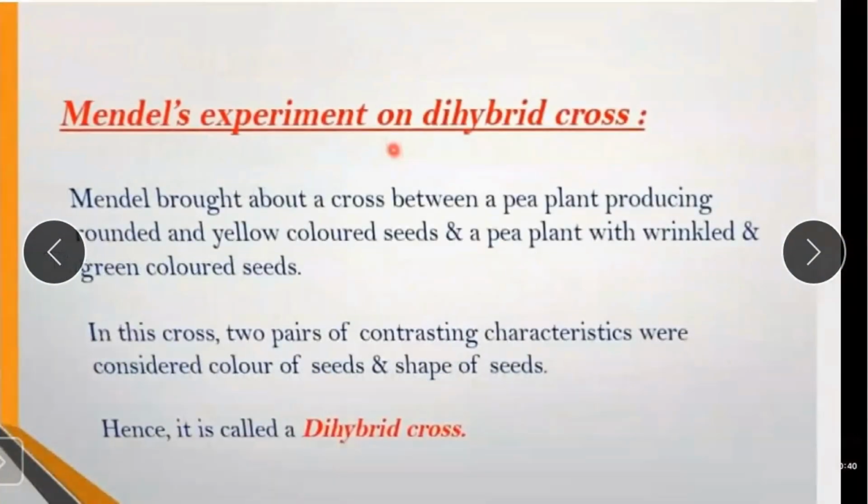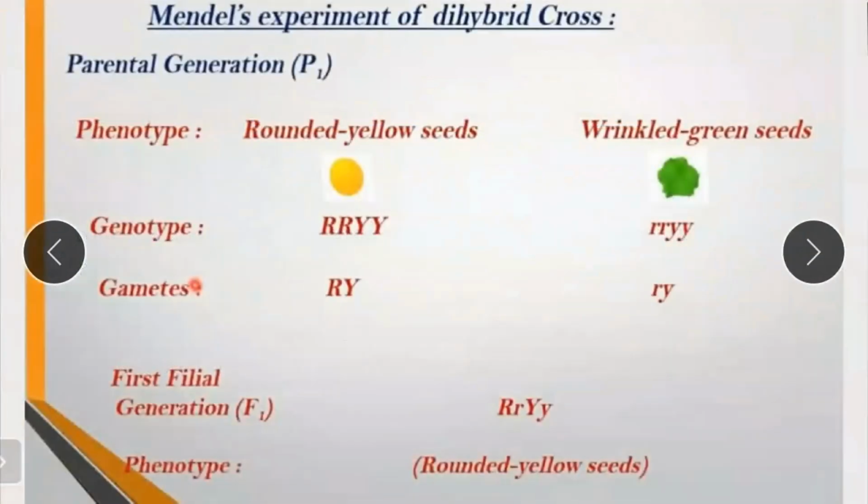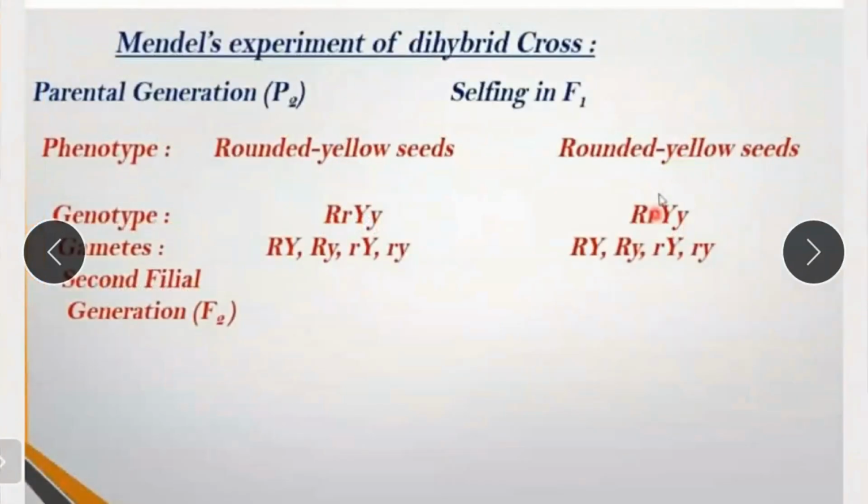Then we have seen the dihybrid cross. Here, in this cross, two pairs of contrasting characteristics were considered, that is, color of seeds and the shape of the seeds. Hence, it is called a dihybrid cross. Then see here, you can see the phenotype, genotype, and the gametes which we have seen here. So in the first filial F1 generation, what phenotype did we get? Rounded yellow seeds. Rounded yellow seeds we have seen in the F1 generation.